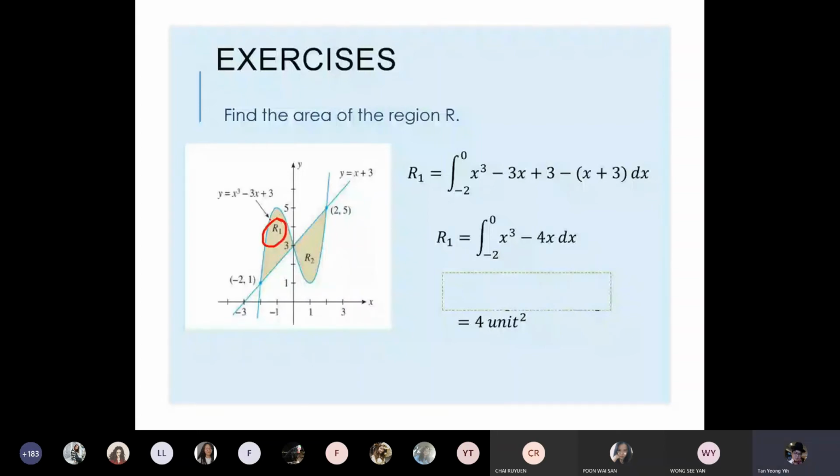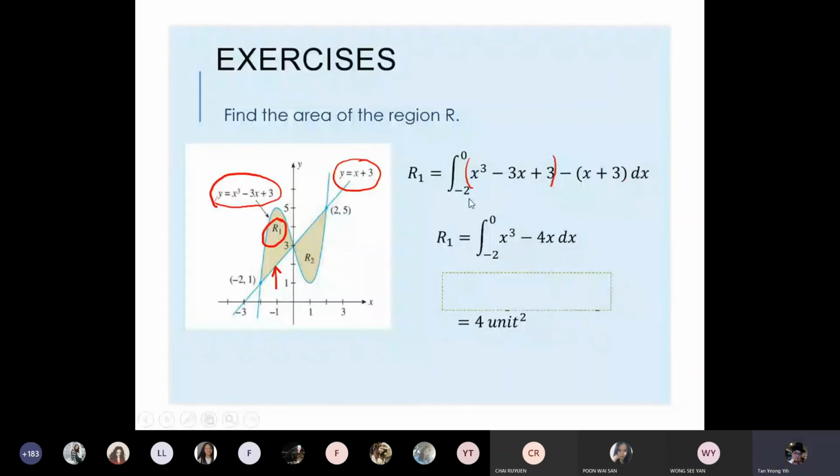So this line is the upper line: x cubed minus 3x plus 3. And the lower line is x plus 3. Therefore, to find the area of region 1, we take the upper line minus the lower line, so minus x plus 3 here.